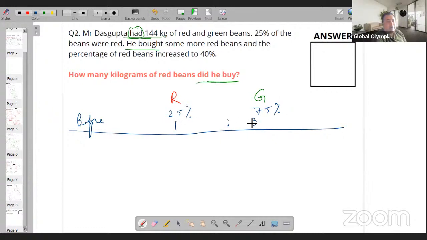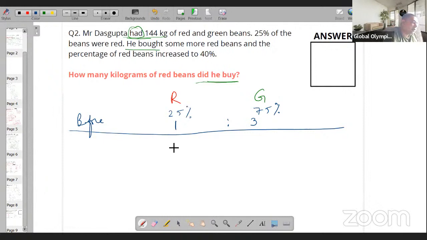Are you with me so far? So the ratio is 1:3, correct? Now, Kian, understand that when red beans are being bought, no green beans are being bought. Green beans still remain the same. So the total beans change, red beans change, but green beans do not change. Correct?